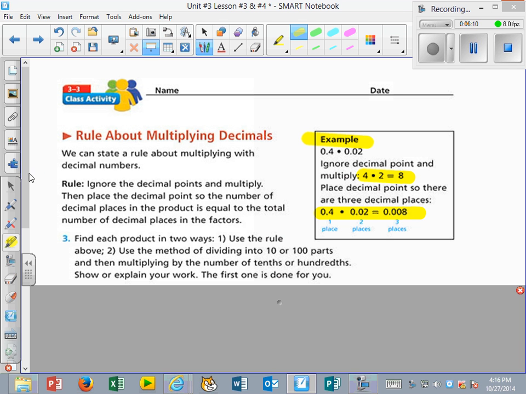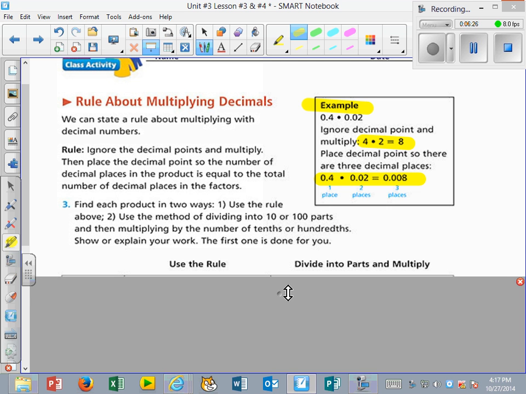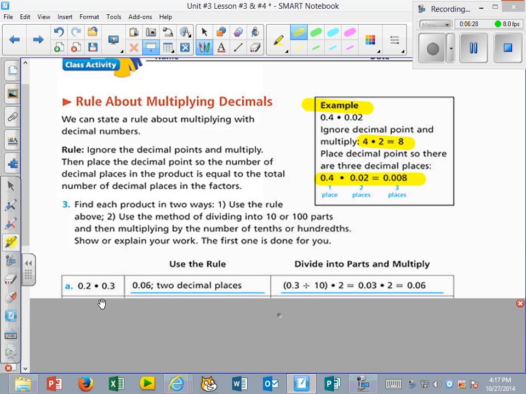Then it goes on to say find each product in 2 ways. Use the rule above. Use the method of dividing into 10 or 100 parts and then multiply by the number of tenths or hundredths, and then show or explain your work. The first one is done for you. So it says 0.2 times 0.3 is 0.06, 2 decimal places. That's what it showed you up here. Copy that down, by the way.